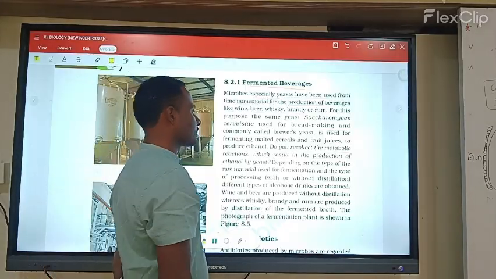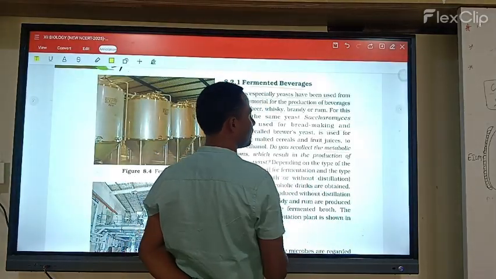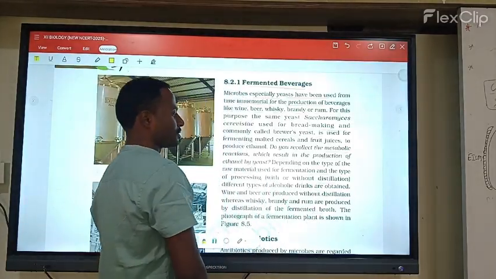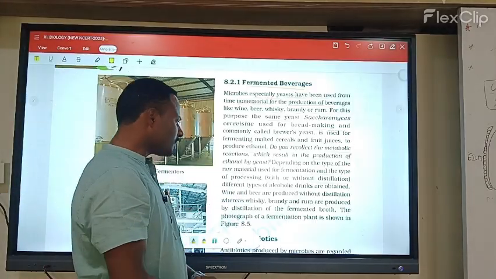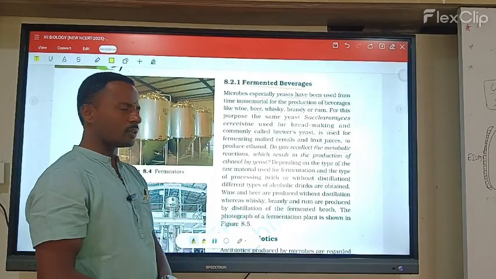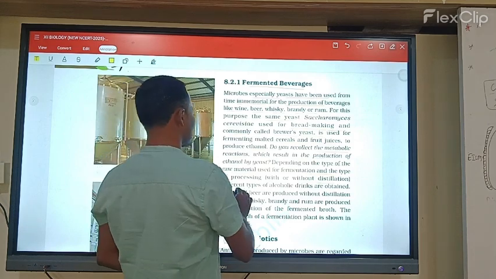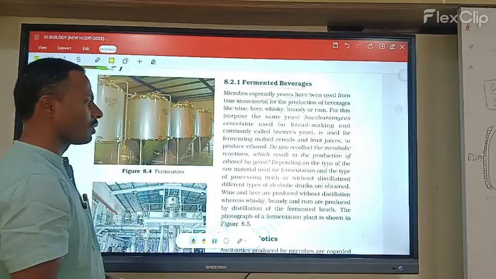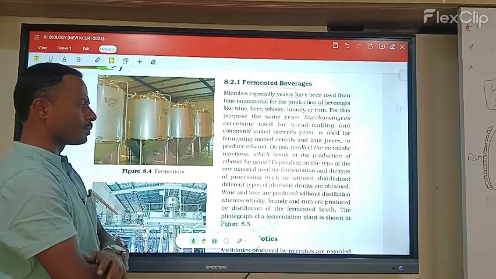Next, depending upon the type of raw materials used for fermentation and the type of processing, the products are obtained with or without distillation. So when producing completely different types of alcohols, depending on the raw materials used, there are two types, with and without distillation. In this way different types of alcoholic drinks are obtained with the help of microbes.